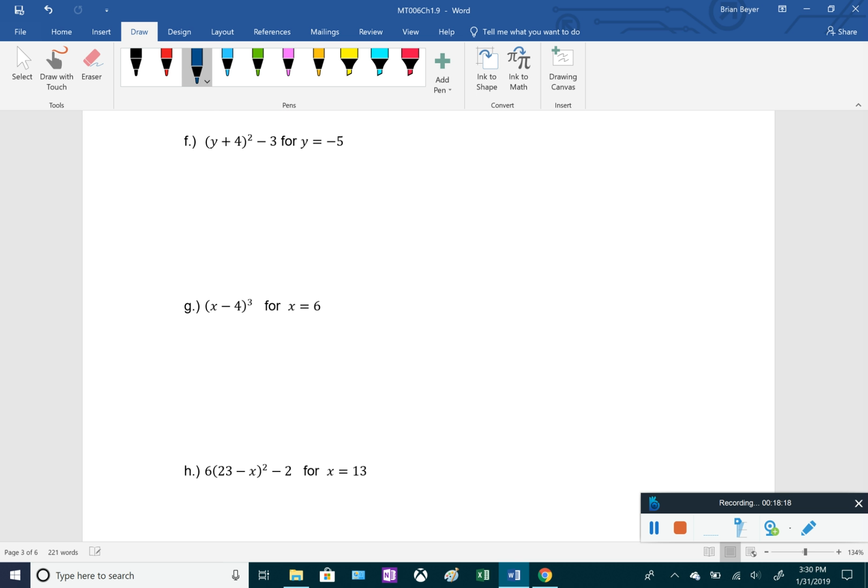Next one, (y plus 4) squared minus 3 for y equals negative 5. So plugging in that negative 5, we get (negative 5 plus 4) squared minus 3. Simplify inside the parentheses, that's negative 1 squared minus 3. Negative 1 squared is negative 1 times negative 1, which is positive 1. So we get 1 minus 3, which is negative 2.